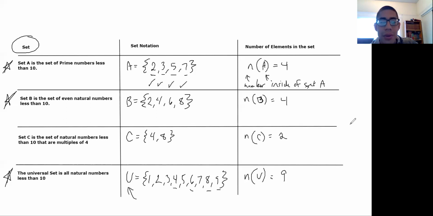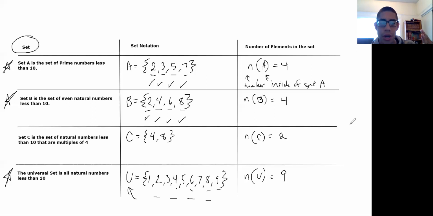So if we look at set U again, what are all the even numbers? Oh, it's 2, 4, 6, and 8. Just like I have here, 2, 4, 6, and 8. And there also happens to be 4 numbers in here too. So the number in set B is 4. The number of elements in set B, there's 4 numbers in set B.